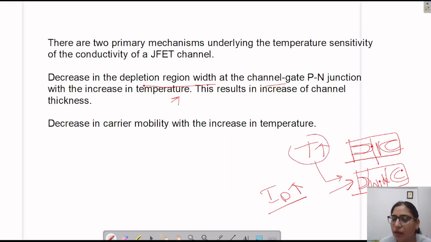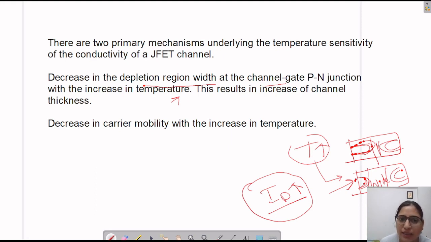Due to the effect of temperature, the width or thickness of this depletion region is decreasing. If thickness is decreasing, it means the channel is wide. If the channel is wide, it means more current will flow through the channel. This is the increase in channel thickness. Thin means sharp and wide means thick, so the channel is thick.